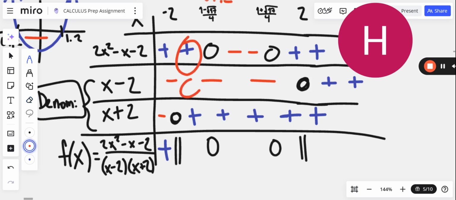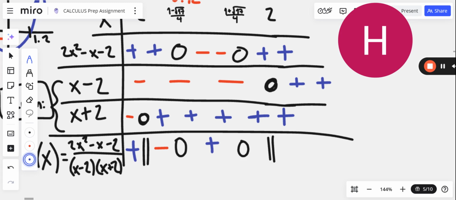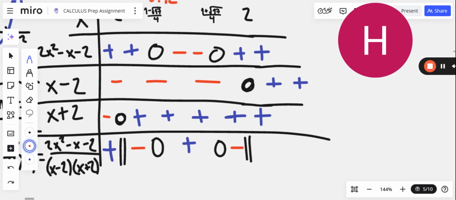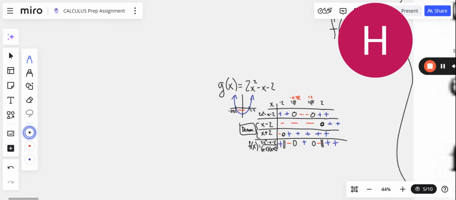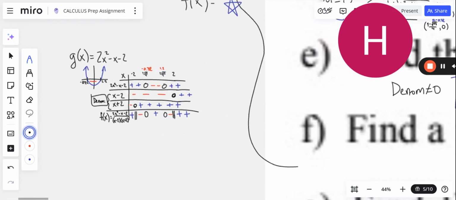We have positive, negative, positive, so that's overall going to make a negative. Then we have negative times a positive. That gives us overall positive. And then in between here, again, we have positive times positive, which gives us negative. Okay, very good. And then this 0 here produces an asymptote. So we have the bars, and then we have positive, positive. So we can start to sketch the graph. We can start to sketch what it looks like.